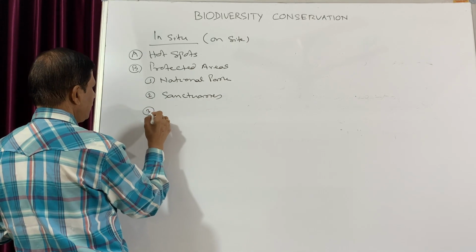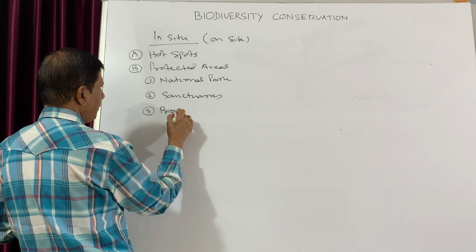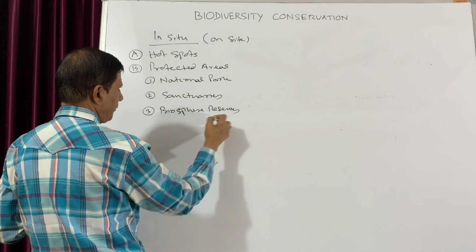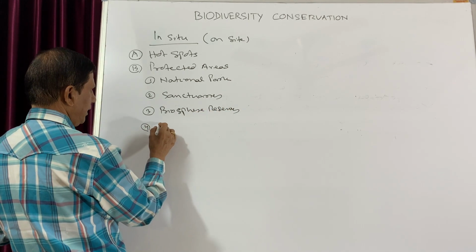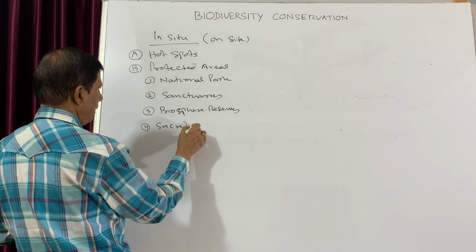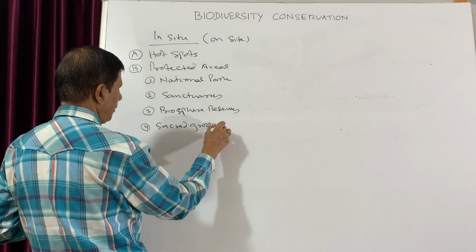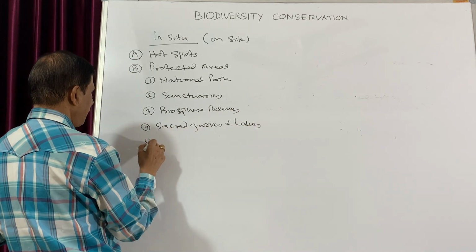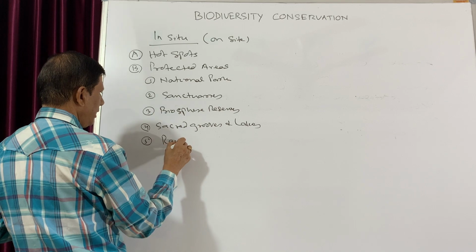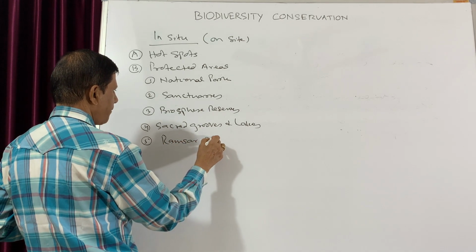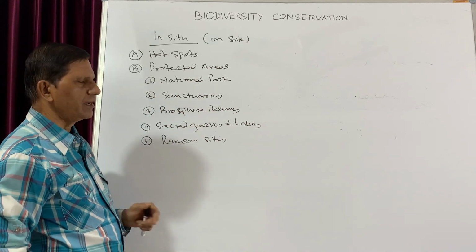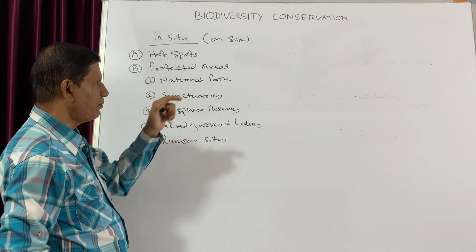The third one is biosphere reserves. The fourth one is sacred groves and lakes, and the fifth one is Ramsar sites. These are the 5 different types of protected areas. Now first come to the national park.